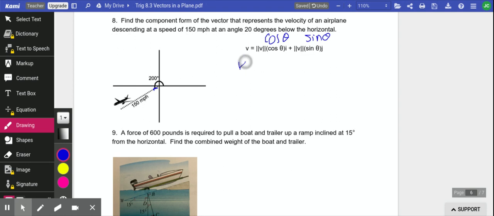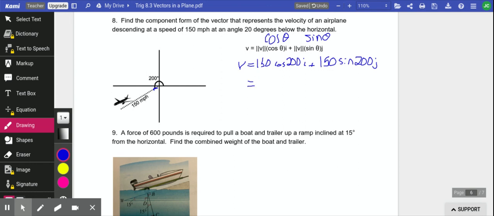So when we do that, our magnitude is 150 miles per hour, and we want to do the cosine of our angle, which they gave us is 200. Now, the i is just telling us that's the horizontal component. And then our magnitude, again, is 150. We're going to do the sine of 200. And the j is just telling us that's the vertical component.